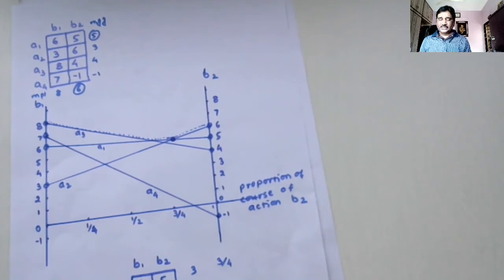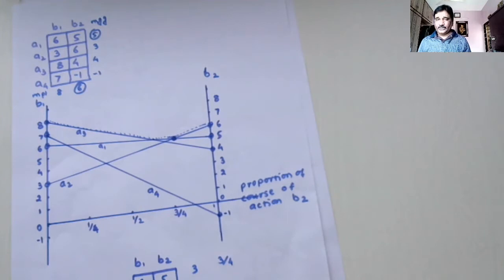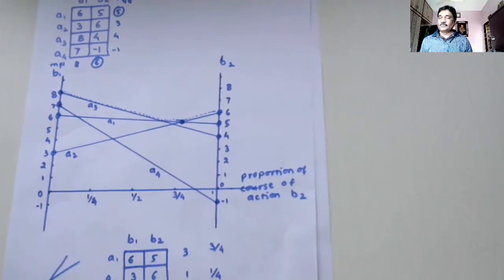Okay. So that is graphical method, but it also has a limitation, and you know that. What is the limitation? The graphical method can be used only if one of the players has two courses of action available to him. Otherwise, if the minimum number of courses of action available to any player is greater than two, then you cannot use graphical method. Okay. But all in all, you have understood graphical method.